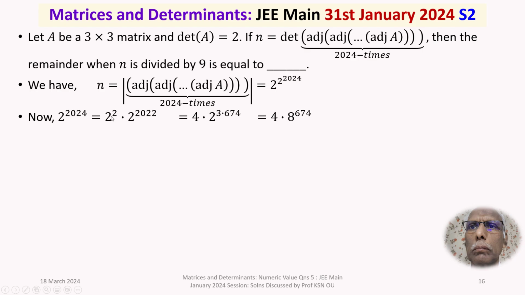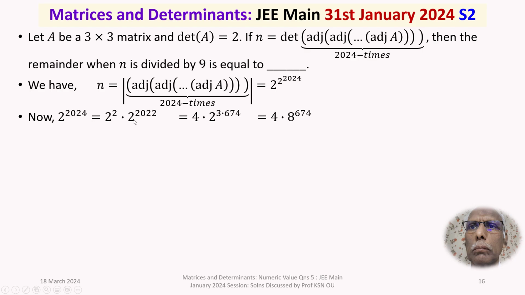And why only 2? Because we wanted to write 8 in the place of 2. How do I get 8 in the place of 2? The base. If I take 2 cube, that means 3 must divide 2022. Yes, it divides in such a manner and it is excess by 2. That is why we have taken out a 2 square outside.